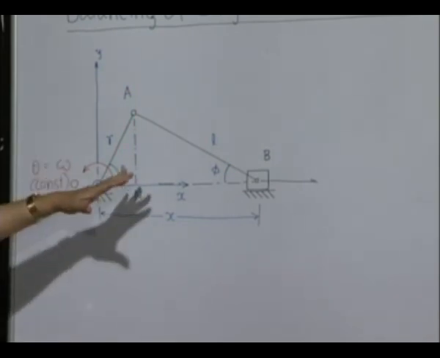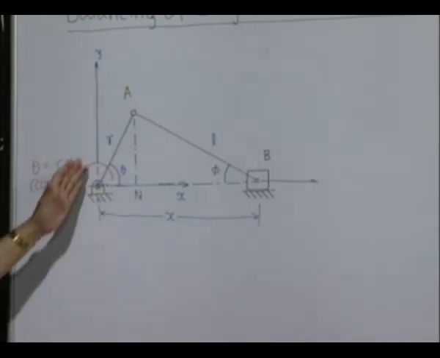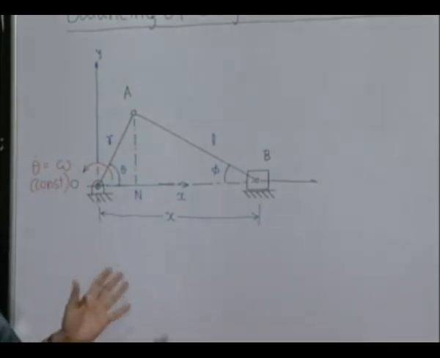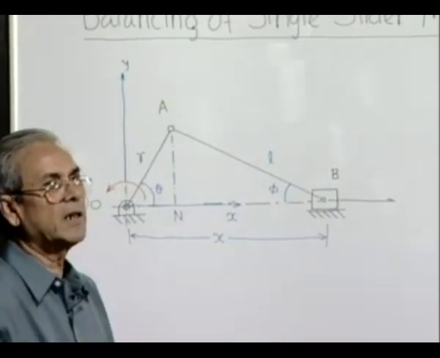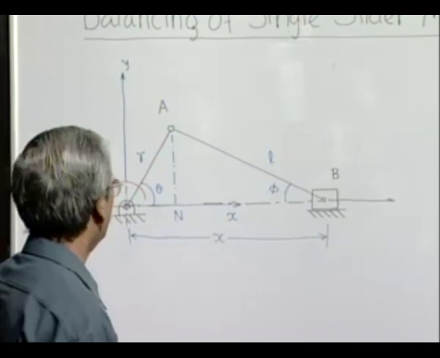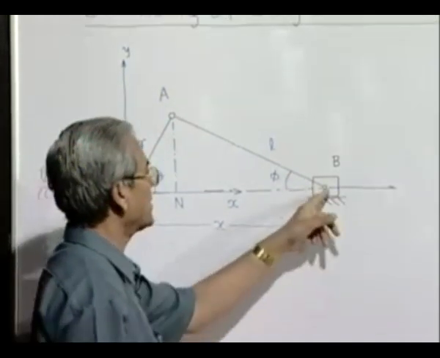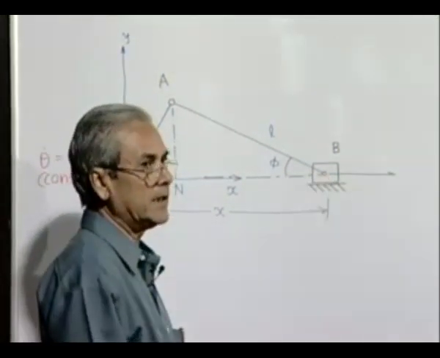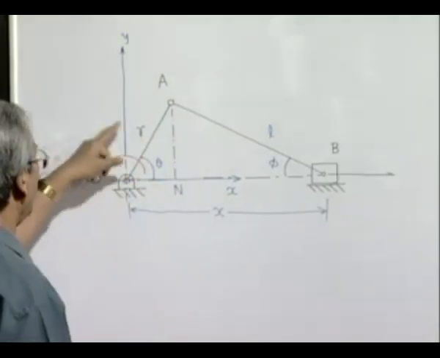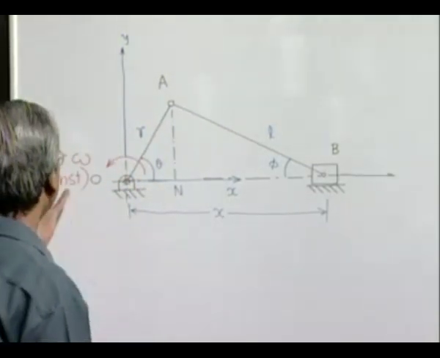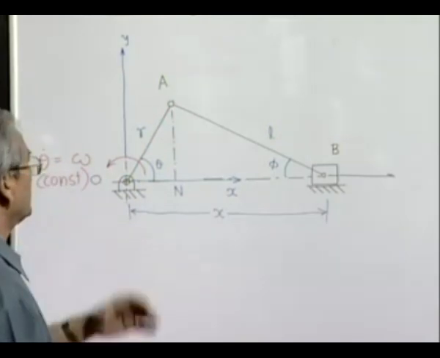So this is our problem. This is the slider mechanism. Now we are not bothered about masses. Our objective is only a kinematic analysis. What we have to find out is the expression for the acceleration of the slider at any instant, which is given by this angle theta when this crank is rotating at a constant angular velocity theta dot, which is equal to omega.